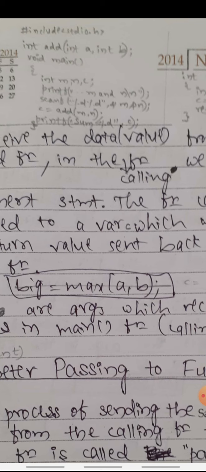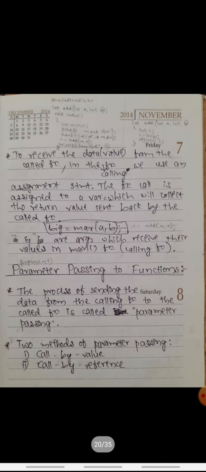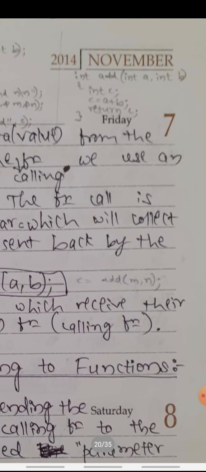Open the main function, int m, n, c. printf: enter the values of m and n, and read the values of m and n with the scanf function. Then c is equal to add(m, n). See here, the arguments are m and n. Once this function call is made, the control will be transferred to the function definition, and along with the control, the argument values will also be passed. So here int add(int a, int b) is there. Here we declare one more local variable, int c, and c is equal to a plus b.